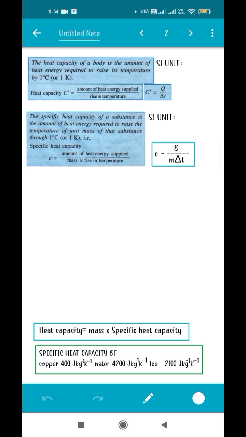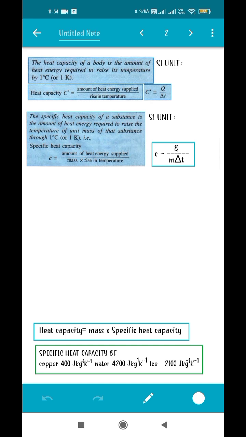Now talking about two new quantities, one is called the specific heat capacity and the other is called the heat capacity. Let us see what they are. The heat capacity of a body is the amount of heat energy required to raise its temperature by 1 degree Celsius. Just consider a body is at a temperature of 5 degrees Celsius. If we want to increase its temperature to 6 degrees Celsius, the amount of heat that we have to provide is called the heat capacity of the body.